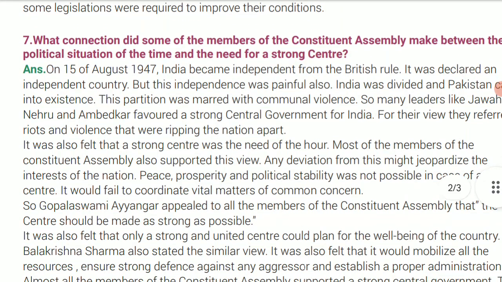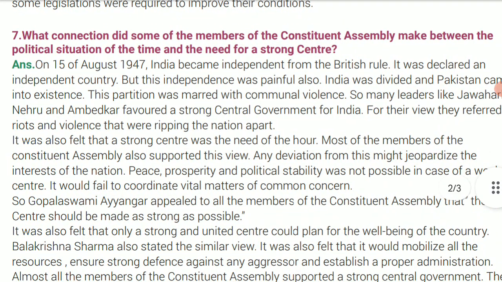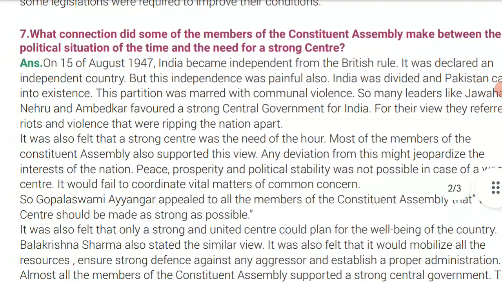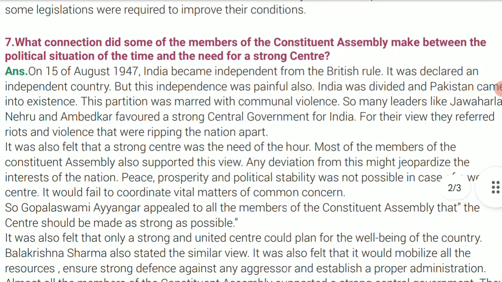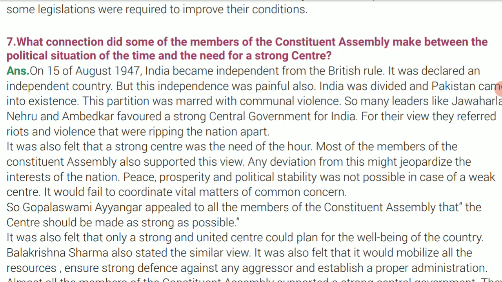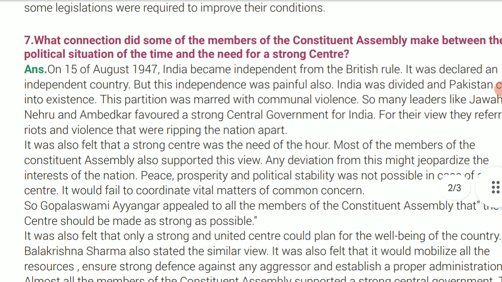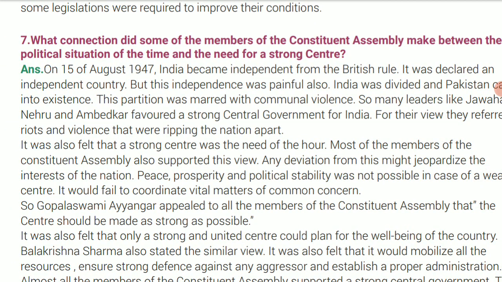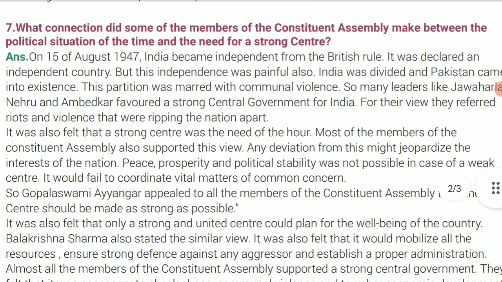Now, talking about question number 7: what connection did some of the members of the Constituent Assembly make between the political situation of the time and the need for a strong center? On 15 August 1947, India became independent from British rule. It was declared an independent country, but this independence was painful also. India was divided and Pakistan was born, and the partition was marred with communal violence.